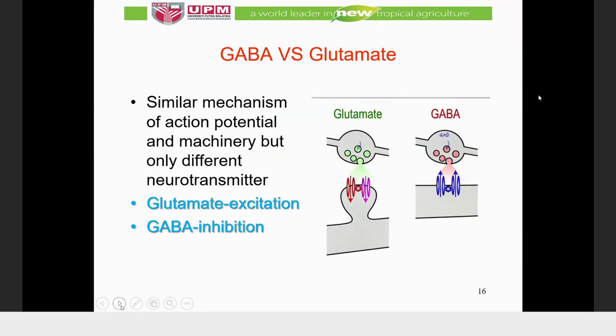Okay, so GABA versus glutamate. The mechanism for action potential, for both glutamate and GABA, is the same. The machinery is the same, the only difference is the neurotransmitter. But the mechanism of how they are released from the synaptic vesicles in the presynaptic neuron is the same.